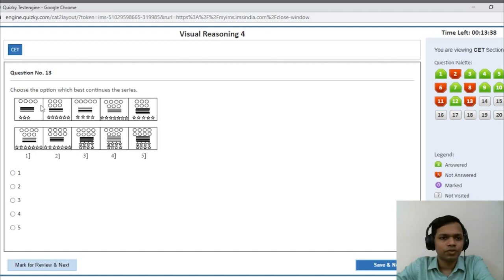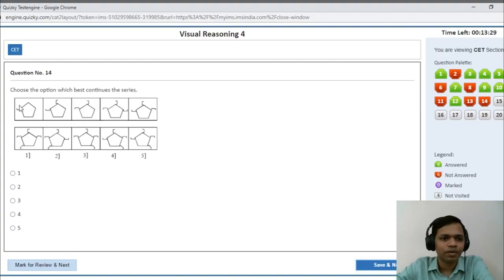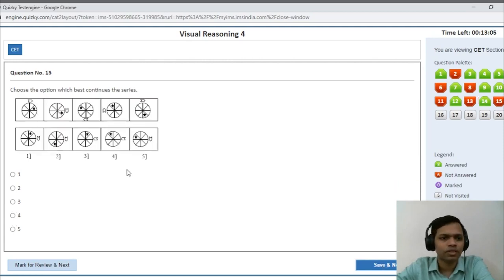Okay, continue series. So 4, 6, 6, 7, 6. Okay, there's some random stuff which is going on. Okay, 1, 2, 2, 3, 3. So there should be 4. Same. So this should be, okay, either 4 or 5, right? Okay, I'll go with 4 because it has that top one in the same orientation.